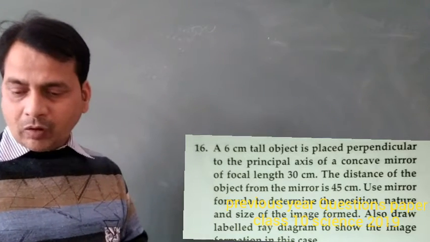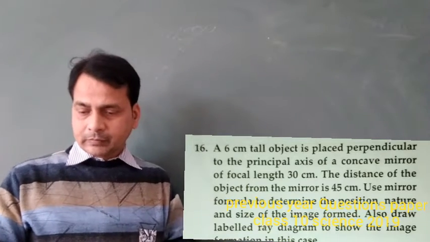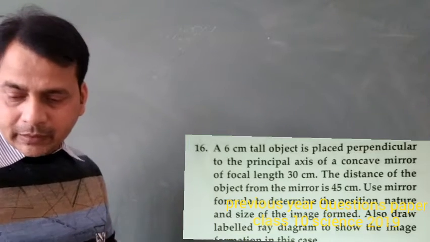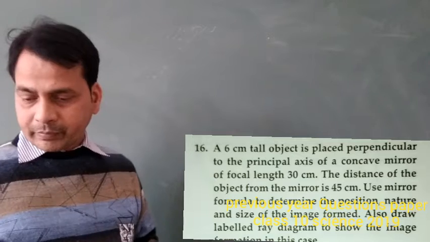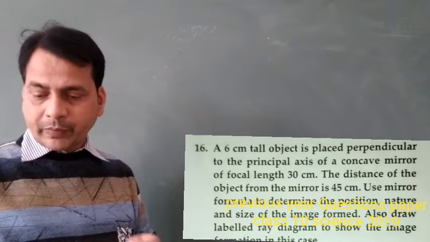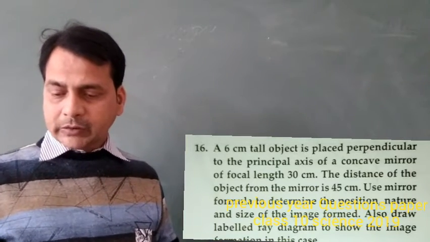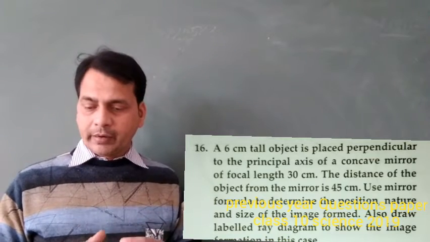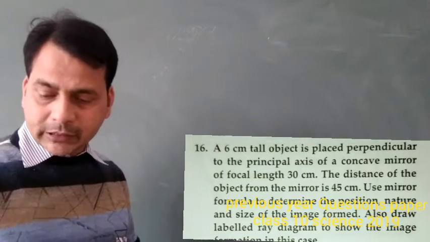A 6 cm tall object is perpendicular to the principal axis of a concave mirror of focal length 30 cm. The distance of the object from the mirror is 45 cm. Use mirror formula to determine the position, nature and size of the image formed. Also draw a labeled ray diagram to show the image formation in this case.